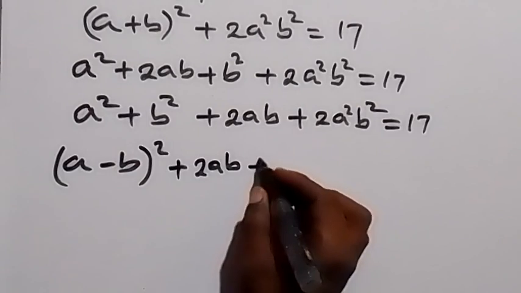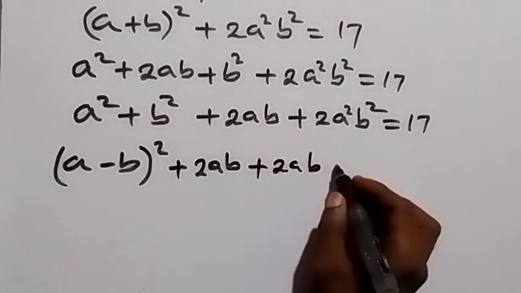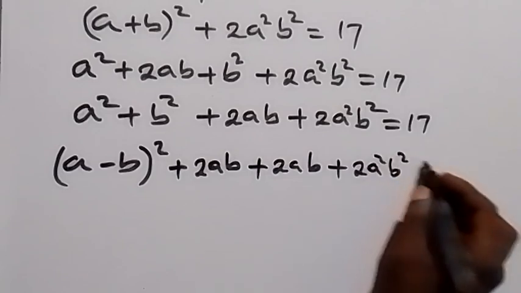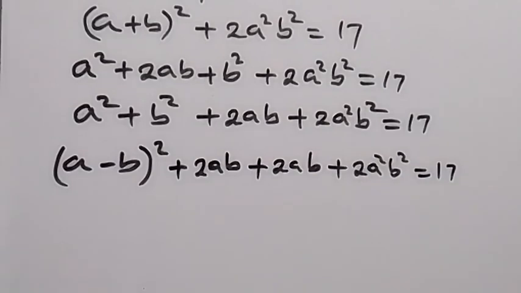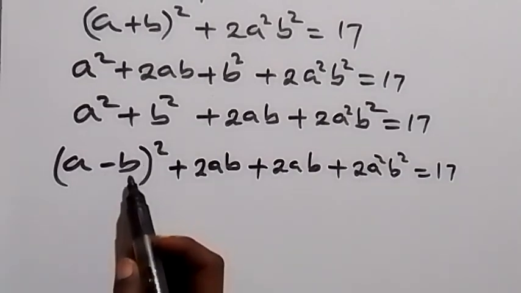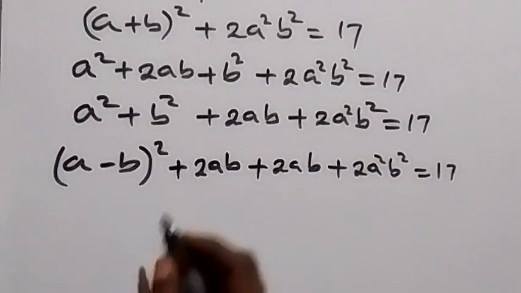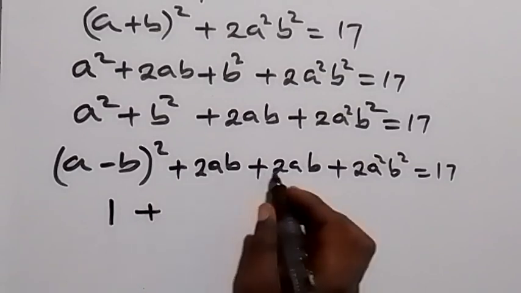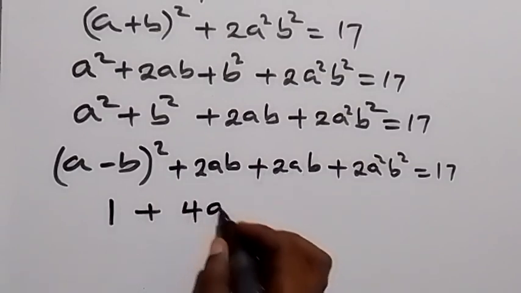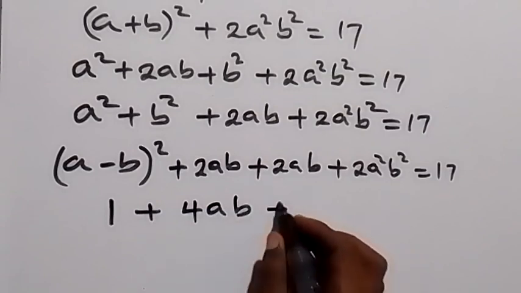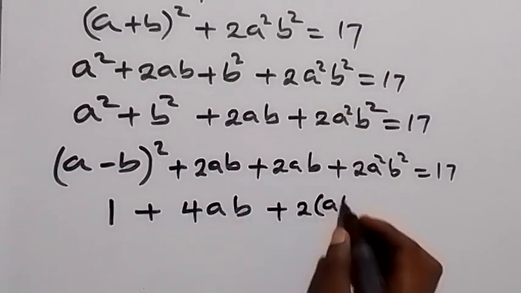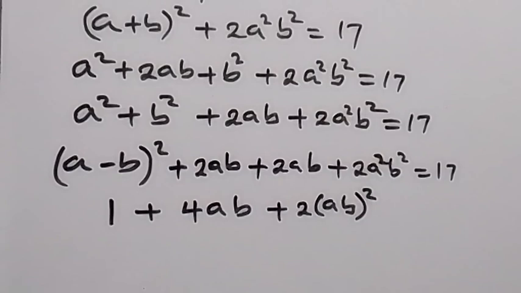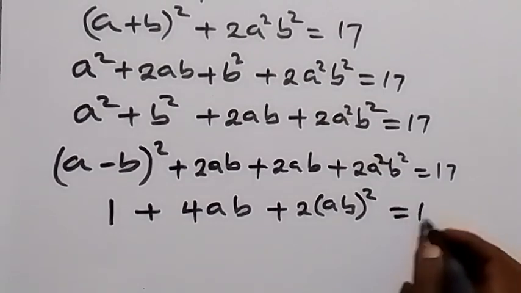Then I have plus 2ab, then plus 2a square b square equals 17. Now from here, I have a minus b that equals 1. A minus b square, that's 1 square. So 1 square is still 1, so this is 1 plus. Here I have 2ab plus 2ab, that gives us 4ab. Then here we have plus 2 into bracket ab, then square. We have raised to power 2 raised to power 2 from law of indices. We can take it out, and that is equal to 17.